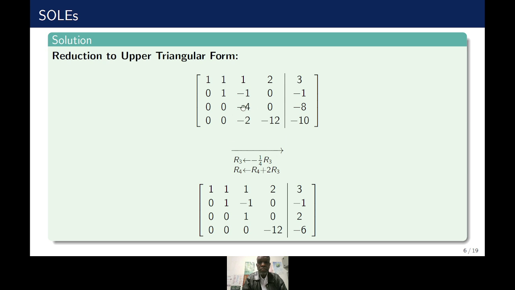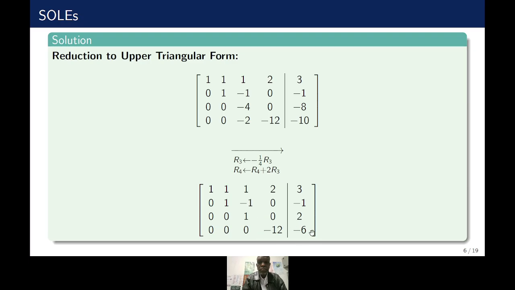Here you are going to take row 3 and divide it by minus 4. Then now you have a 1 here. Then you are going to add 2 times that. So if you perform these 2 row operations, your zeros are increasing, progressing to the right. Now the last equation is this one. So your matrix is now in what we call row echelon form. Echelon is a Greek word for step. So they are stepping all the way to the right.